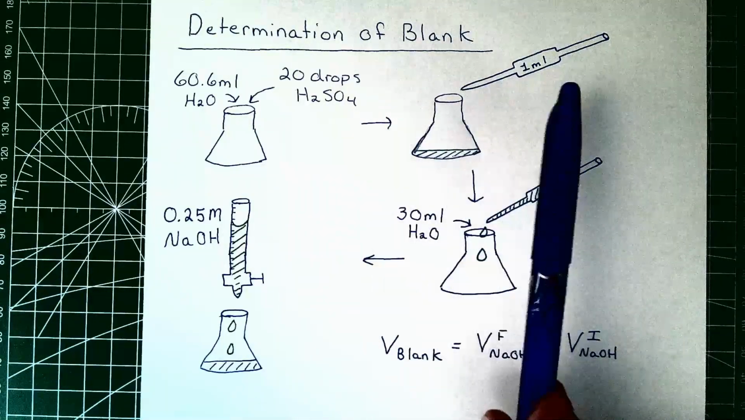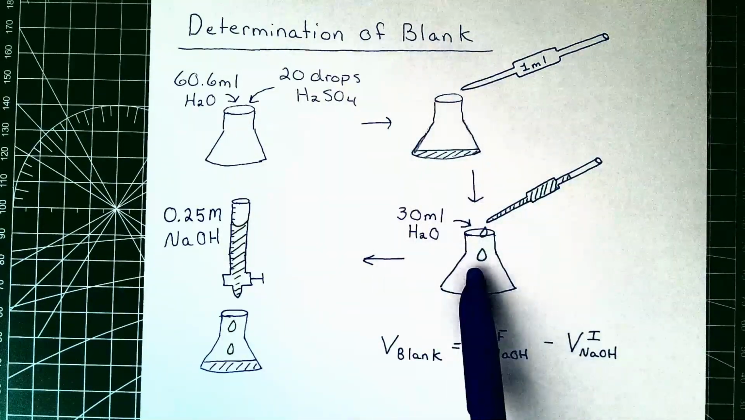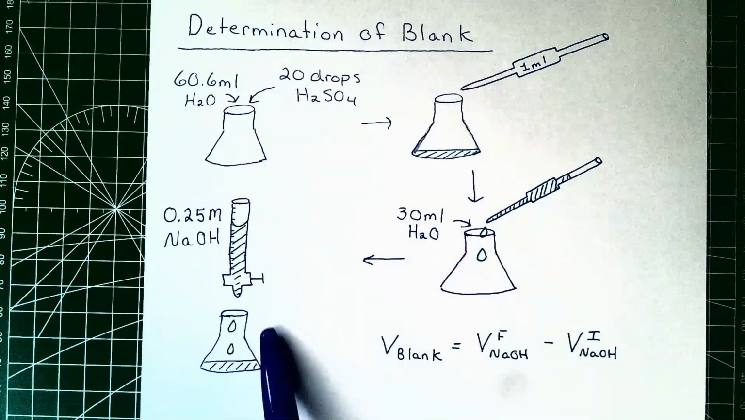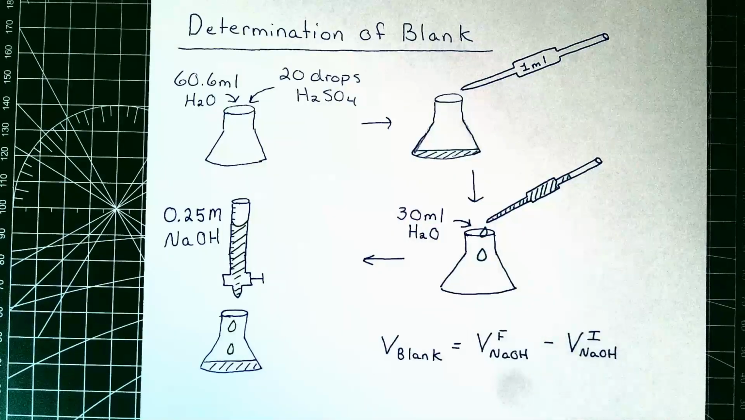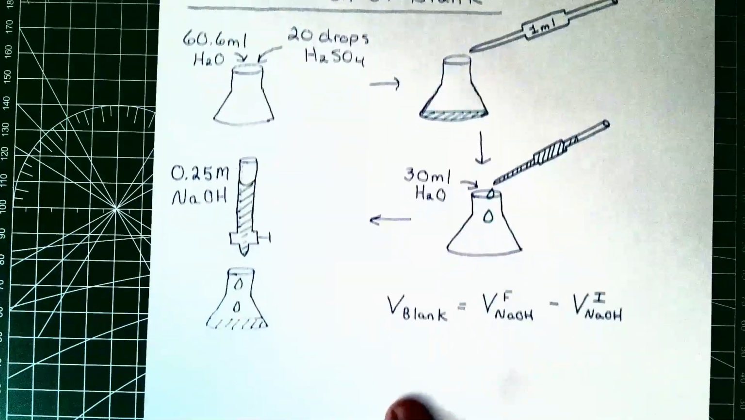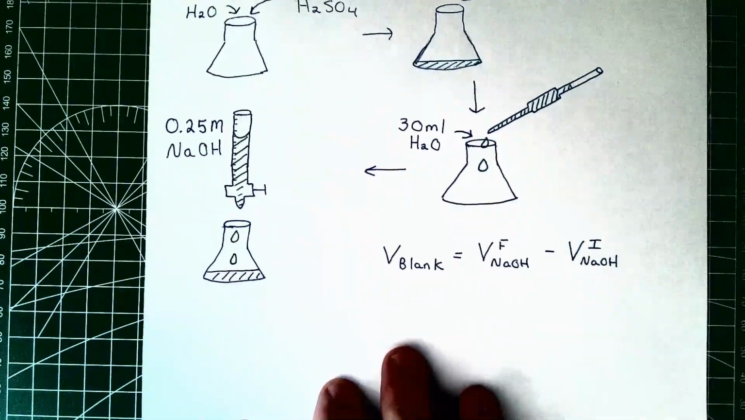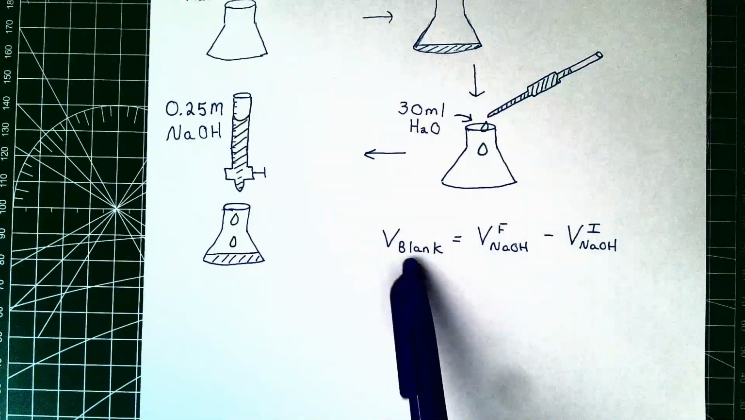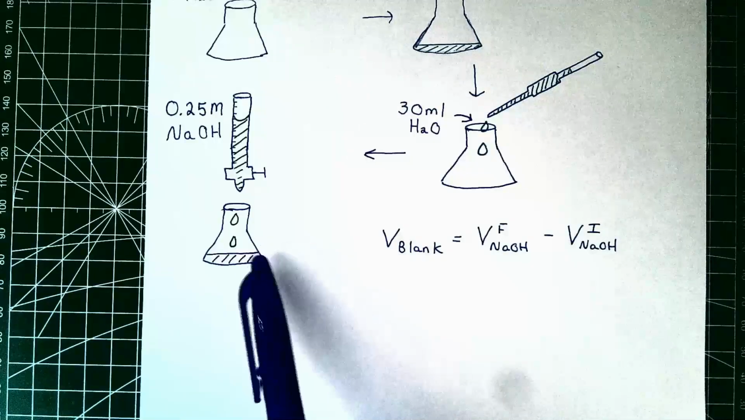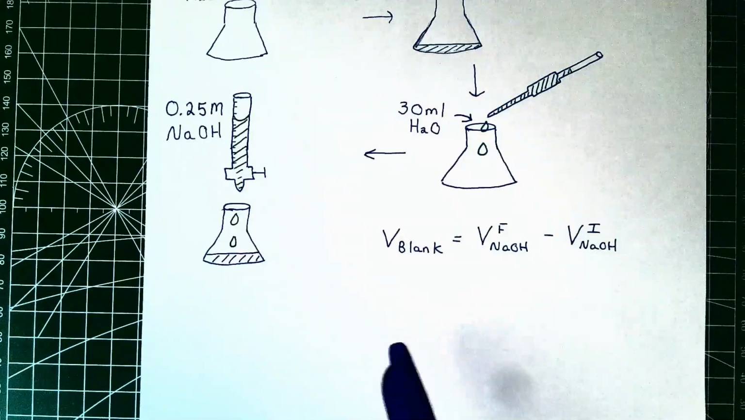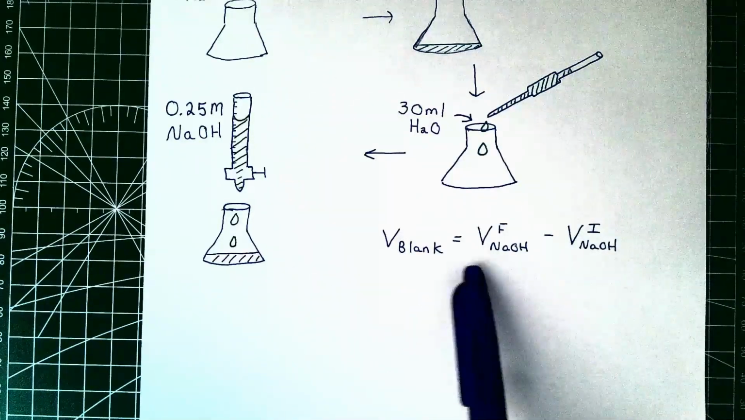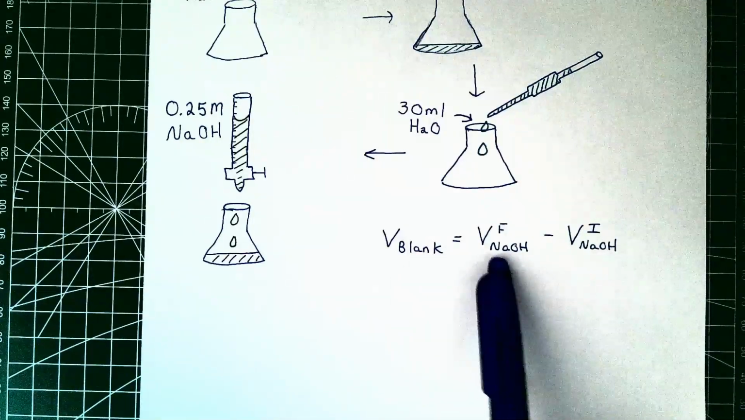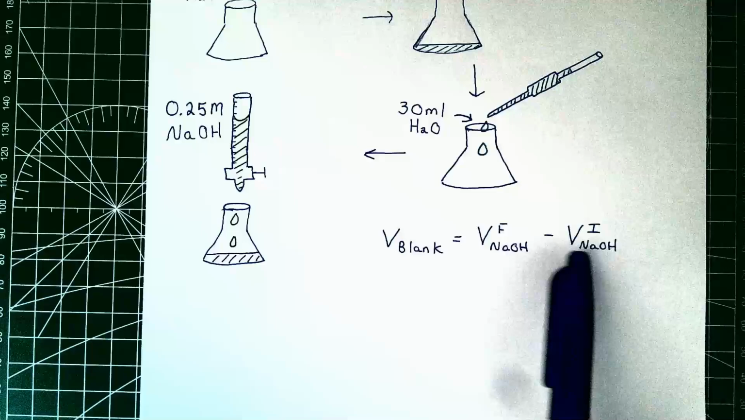We're going to withdraw 1 milliliter from it. We're going to put it into the flask. We're going to add a little bit of water, and we're going to titrate that. This time, we don't need to calculate any concentrations or moles or anything. All we're interested in is how much volume it took to titrate that 20 drops of concentrated sulfuric acid. So all we need is V blank, which is going to be the final reading from the burette minus the initial reading.